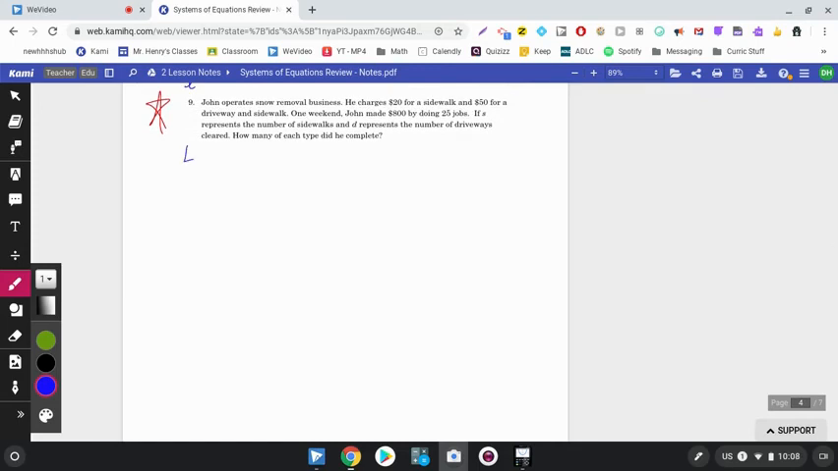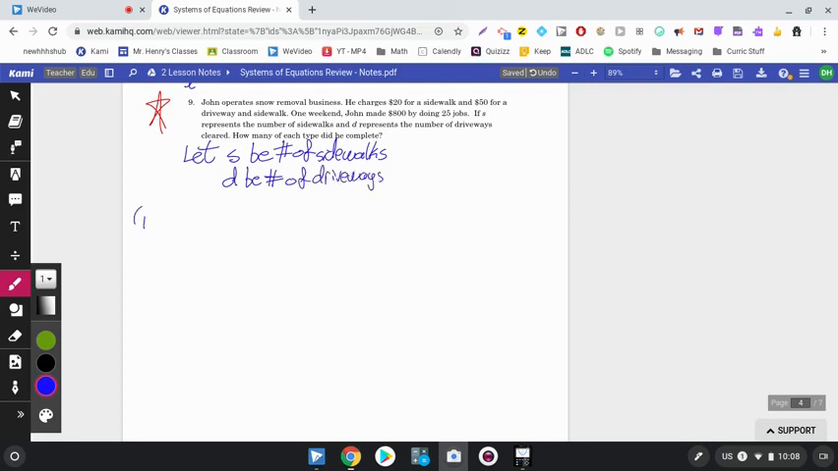Okay, 9. Another word problem. John operates a snow removal business. He charges $20 for a sidewalk and $50 for a driveway and sidewalk. One weekend, John made $800 by doing 25 jobs. If S represents the number of sidewalks and D represents the number of driveways, how many of each did he complete? I don't need this let statement, but I'm going to write it out just to be clear. Let S be the number of sidewalks, and D is the number of driveways.